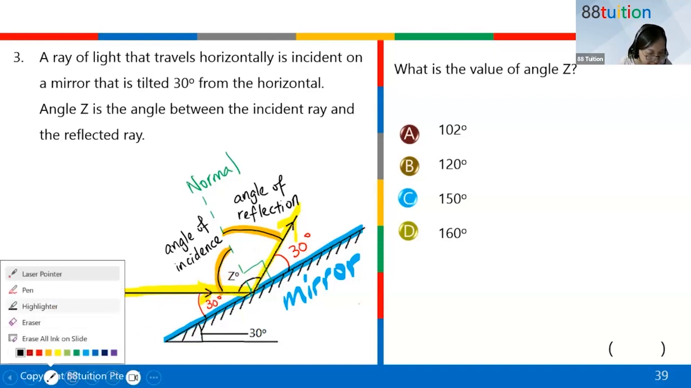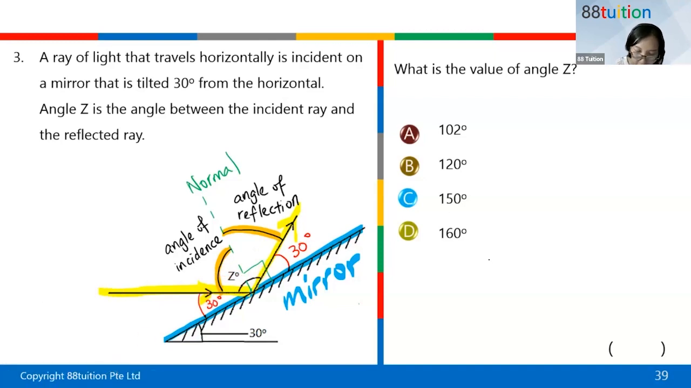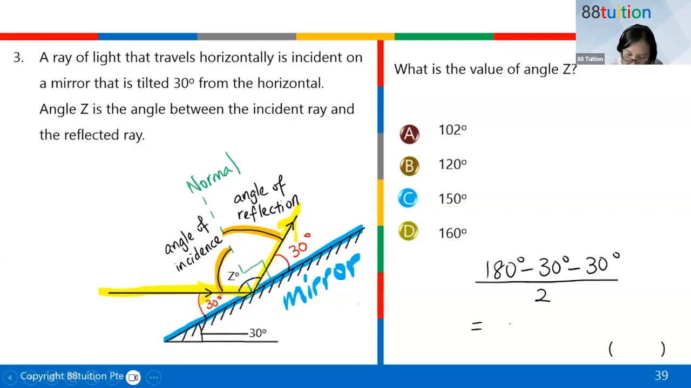All right, so let me write the steps down. 180 degrees minus 30 degrees minus another 30 degrees, then I divide by 2. So I will have 60 degrees. Hang on. 120 there. 120, right? Did I make a careless mistake?